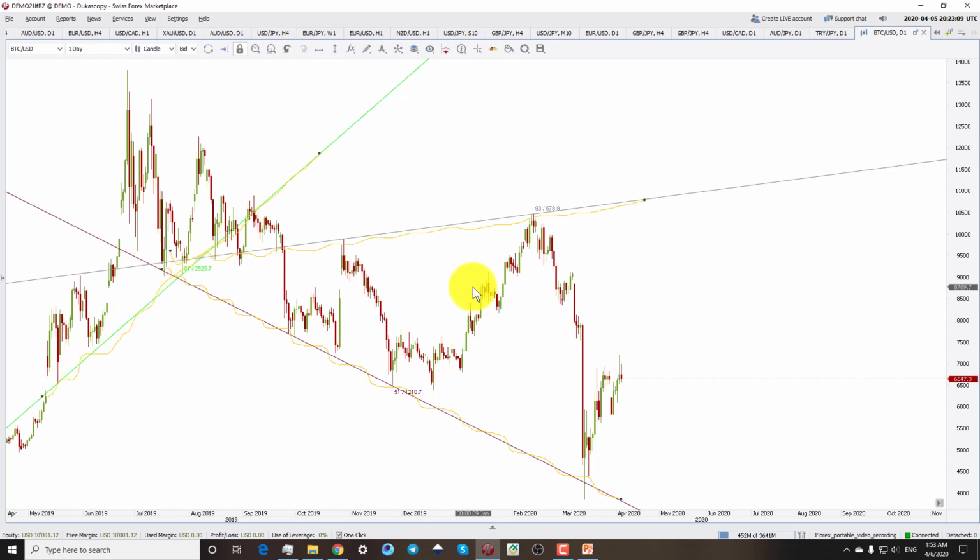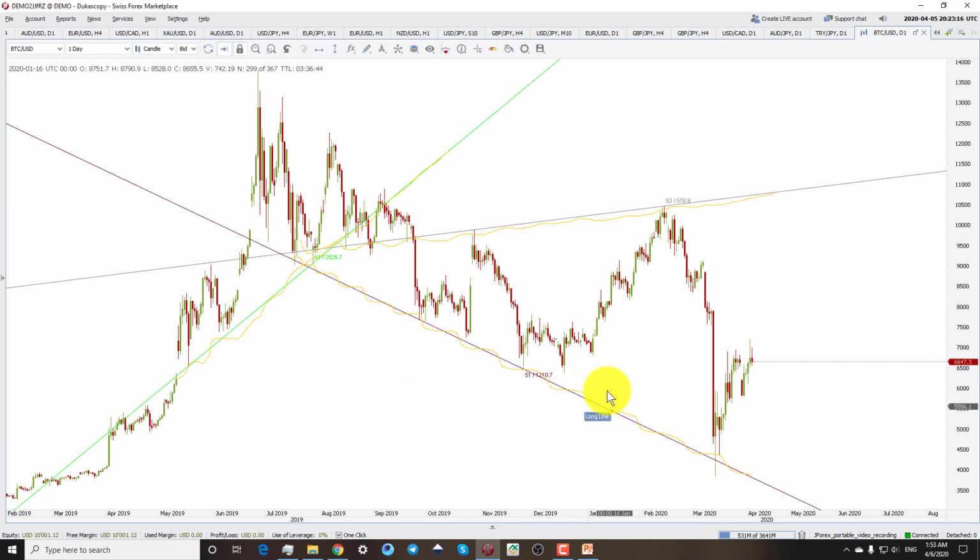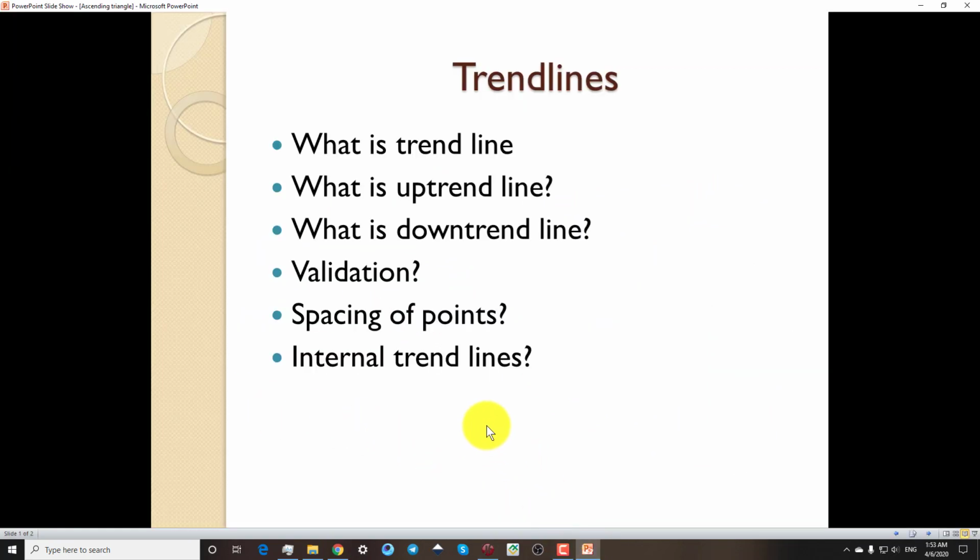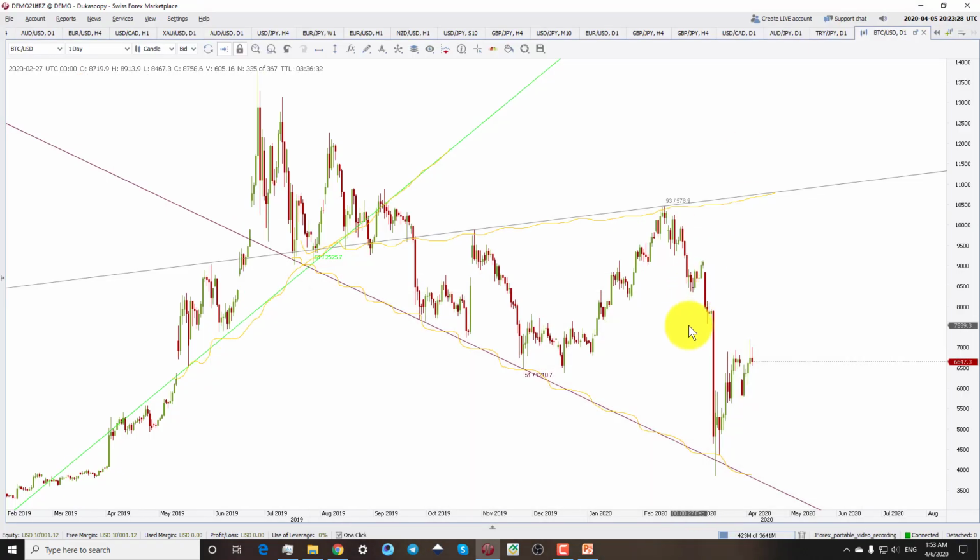These are also like the zones of support and resistance. They are not the support and resistance to be exact, but they are the zones. So these are the zones of resistance. This is the zone of support here. So that is how you have to read the trend lines. So that's all for today. I hope I have made myself very clear about the trend lines.